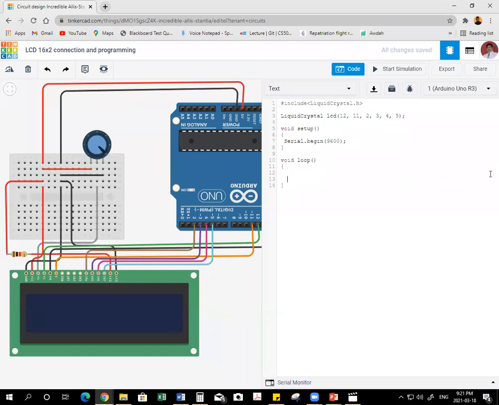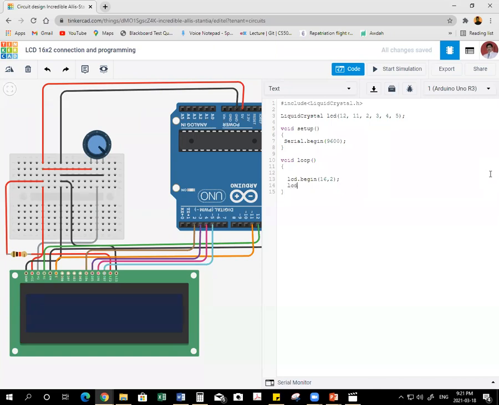Okay, now in void loop, we will start coding. lcd dot begin. You have to start the LCD every time. How many characters does it have? 16 characters with 2 rows. That is called 16 columns, 2 rows. You have to start the LCD.